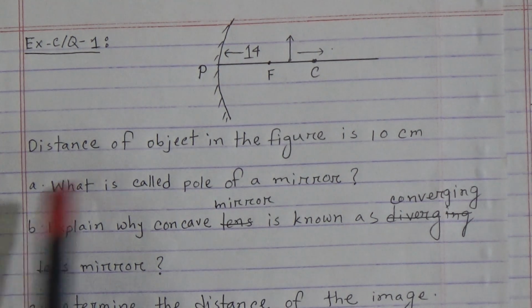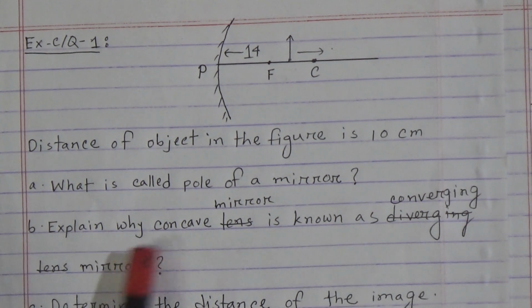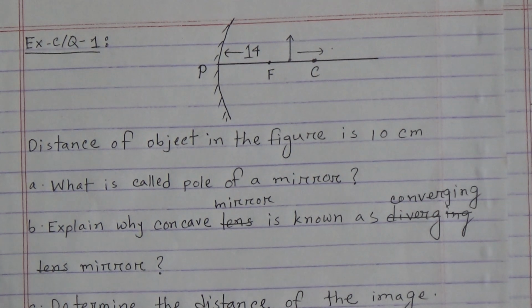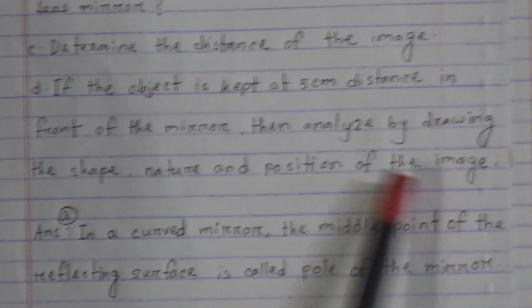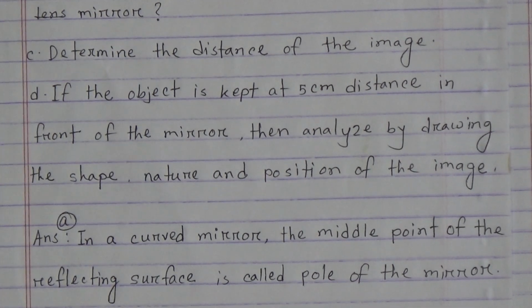Now question number A, what is called pole of a mirror? Number B, explain why concave mirror is known as converging mirror. Number C, determine the distance of the image. And number D, if the object is kept at 5 cm distance in front of the mirror, then analyze by drawing the shape, nature and position of the image. So my dear students, now we will discuss this CQ.